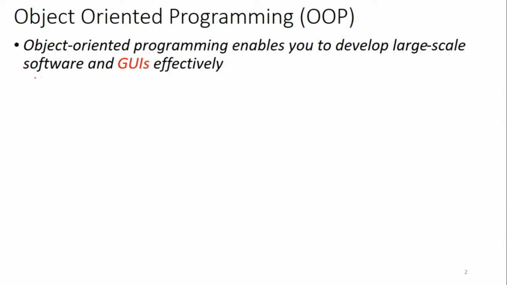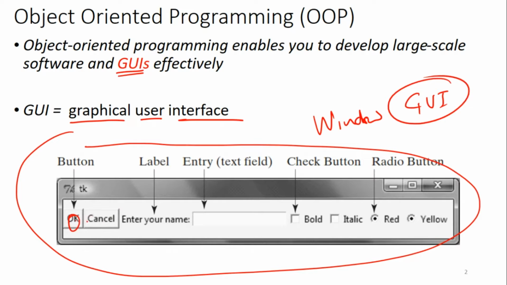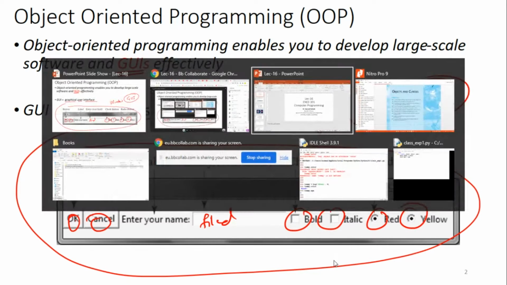So let me tell you the motivation behind it. This is one of the motivations for learning OOP. Let's just say that you want to develop a GUI. GUI means this thing, okay? This window type thing. The proper name is GUI, which means graphical user interface. So you have different buttons, you have a field to enter text, you have check boxes, you have radio boxes. All of these things are GUI.